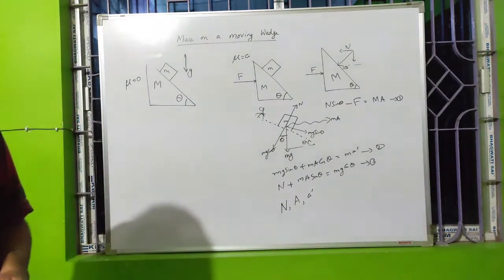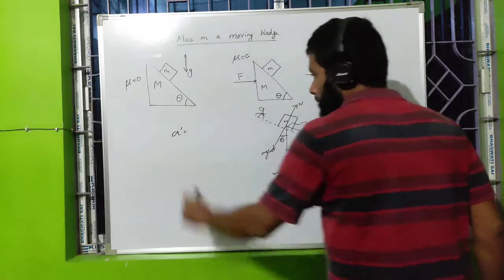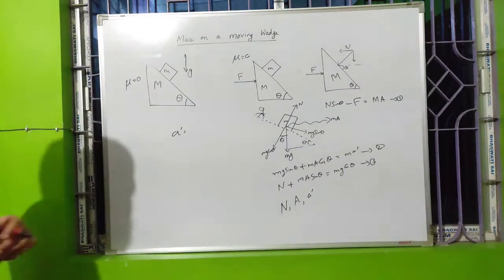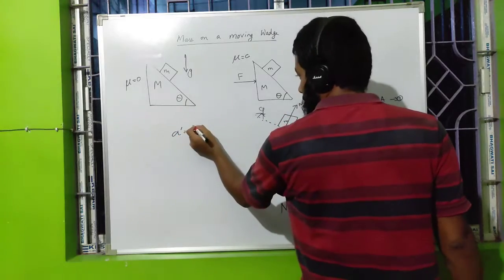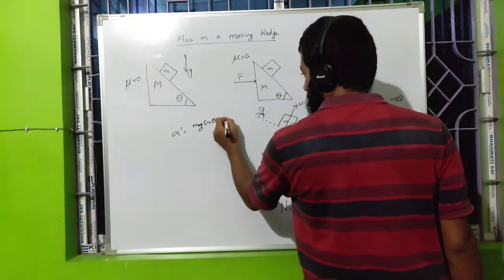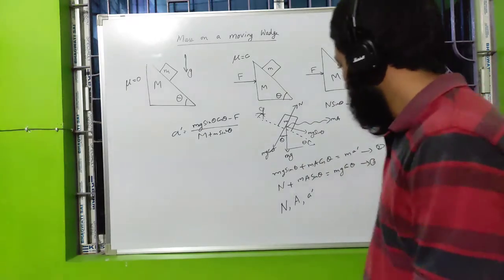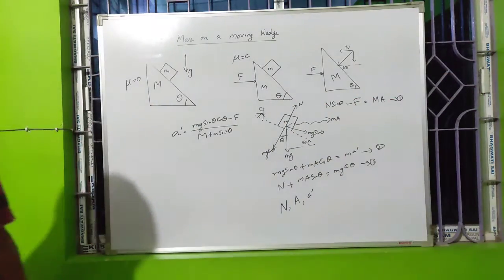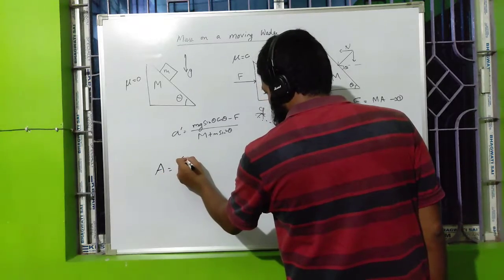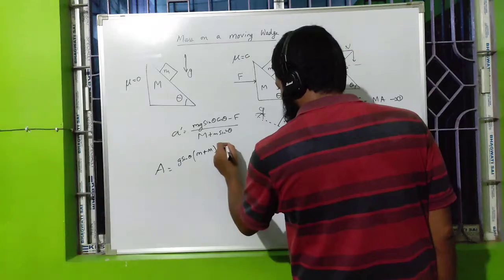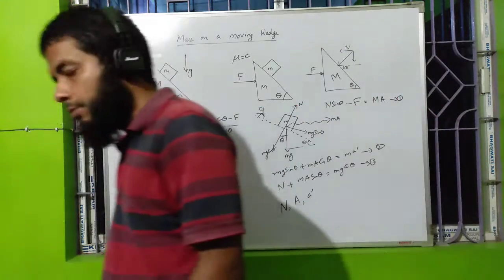So A prime comes out to be, that is the acceleration of this block down the incline as observed by an observer on the wedge, A prime is equal to (mg sin theta cos theta minus F) by (m plus M sin square theta). This is what it comes out. And A comes out to be A is equal to (g sin theta m plus m minus F) by (m plus M sin square theta). So please check carefully what I have written.